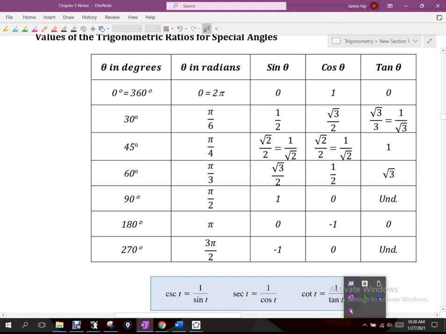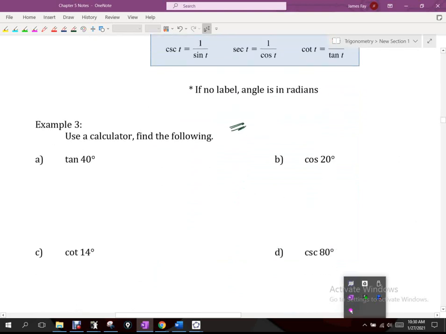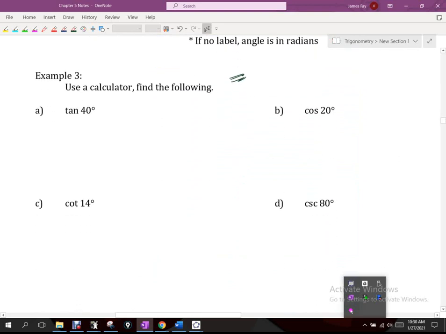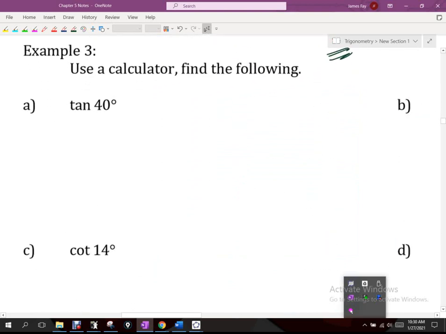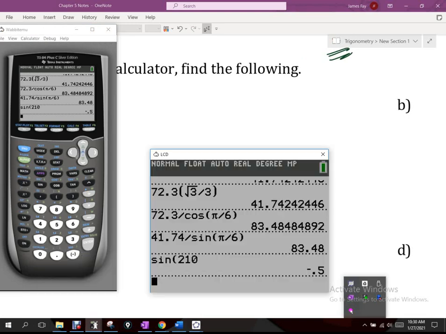So when we talk about this table, it only goes 30, 45, 60. But we can extend this to all multiples of 30 and all multiples of 45, all the way up to 360 degrees. And we can adjust then the positive and negative values here. If they do not give me a multiple of 30, 60, or 90, what we will have to do is use our calculator.